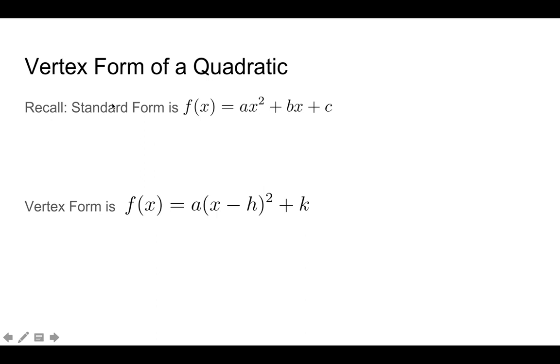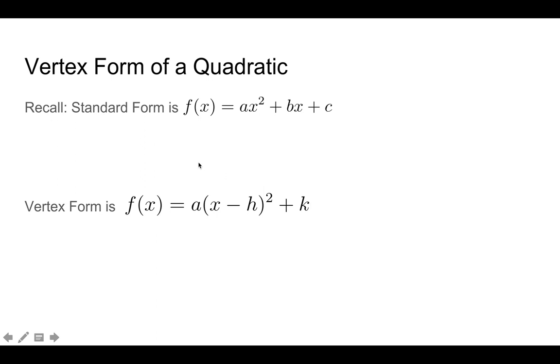Okay, we know standard form of a quadratic is f of x is ax squared plus bx plus c. If we're using quadratic formula, if we're completing the square, even if we're factoring, we want this form. Another way we could write the same quadratic we call vertex form, and it's nice because it has the vertex right in front of us. It's f of x is a, same a as before, x minus h squared plus k.